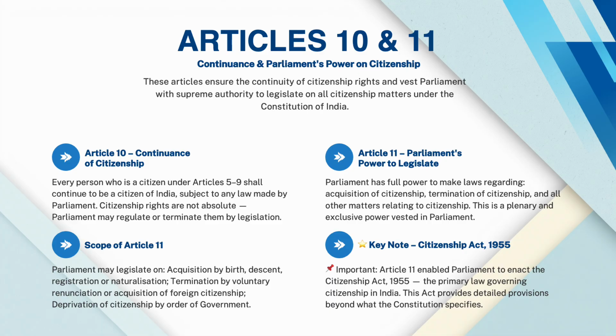Article 10, continuance of citizenship, I explained it. Article 11 gives Parliament the power to make laws for citizenship. And the scope of Article 11: the Parliament may make laws on the details of citizenship, acquisition by birth, right? If you're born in India; by descent, meaning if your parents are Indian; by registration, if you register, right? You're not an Indian, but you register.